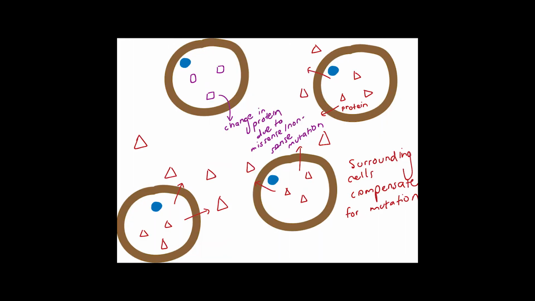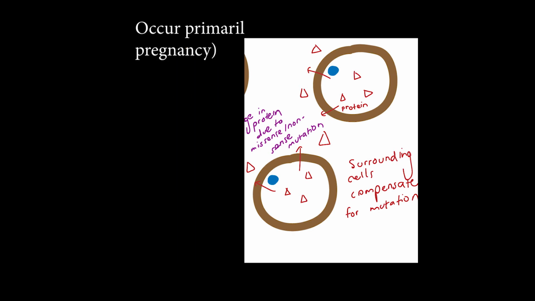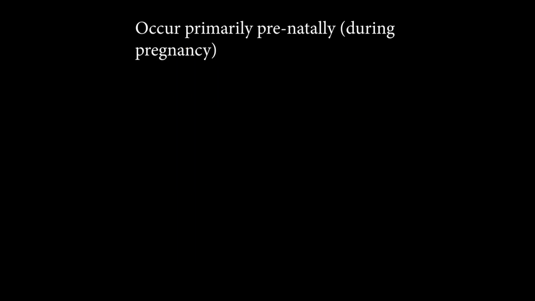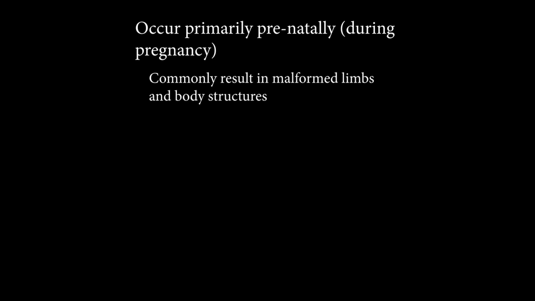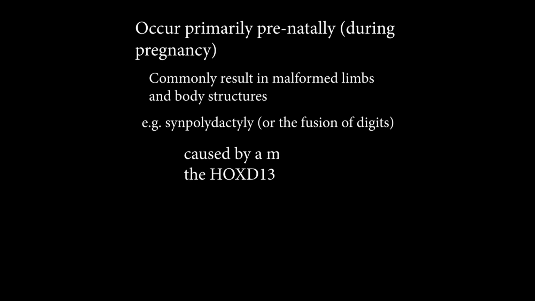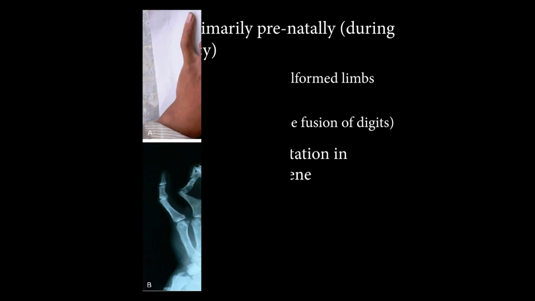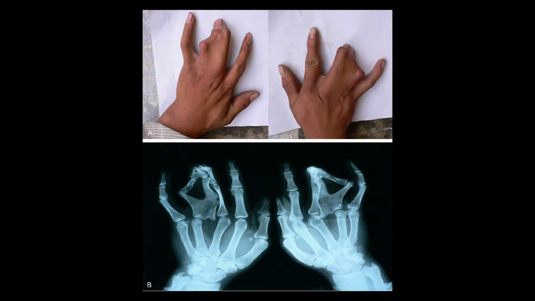Even if a single point mutation were to result in a missense or even nonsense mutation, usually the other cells can compensate for the cell's lack of function or dysfunction. As homeobox genes are usually expressed prenatally, mutations often result in congenital malformations of limbs, organs, and facial features. For example, synpolydactyly, or the fusion of digits, due to a mutation in the HOX-D13 gene, and hand-foot-genital syndrome, due to mutations in the HOX-A13 gene.